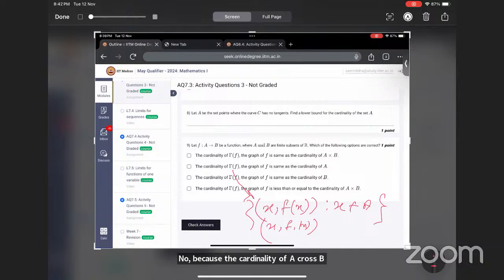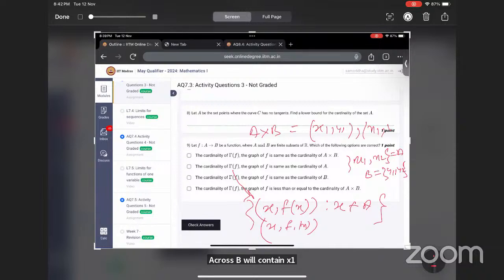What are the elements of A cross B? All possible pairs, right? Suppose we have x1, x2 in A. Okay, this is our A. And suppose our B is y1, y2. So what will be in A cross B? A cross B will contain (x1, y1) and (x1, y2), both of the elements, right?